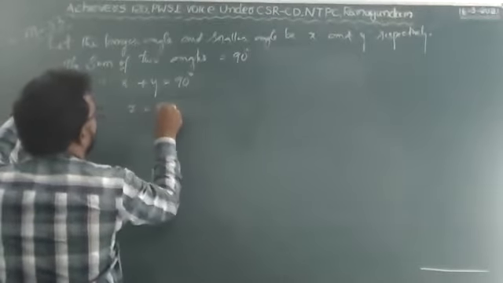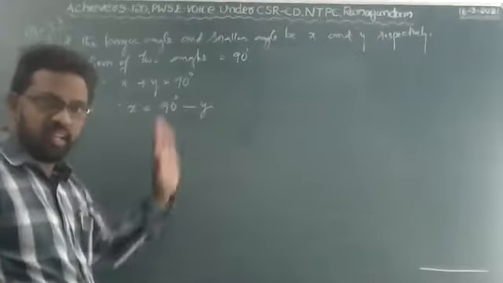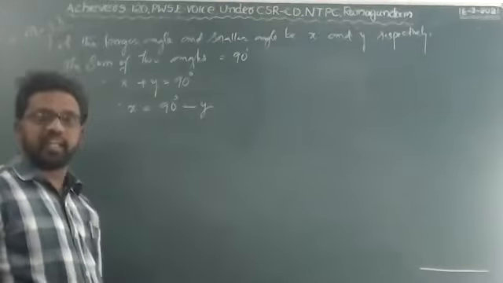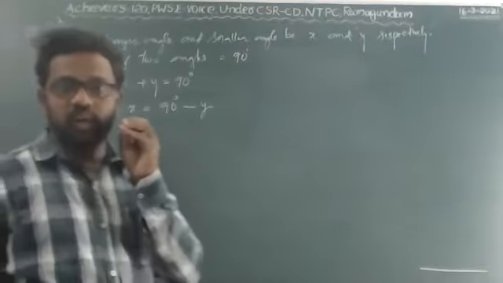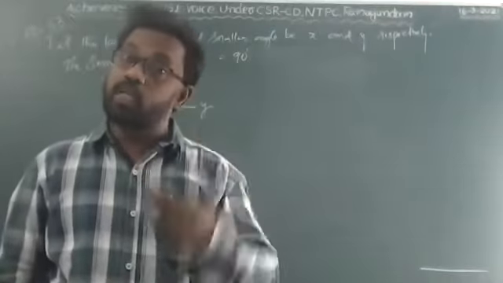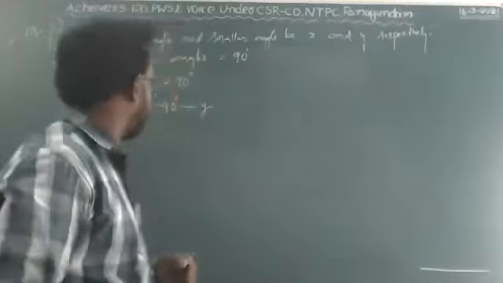So, x equal to what? 90 minus y. Just remember it like that. X equal to 90 degrees minus y. You have to remember this one. You have to collect one variable value, whether it is the x value or the y value. So I have done here x equal to something, that is 90 degrees minus y.